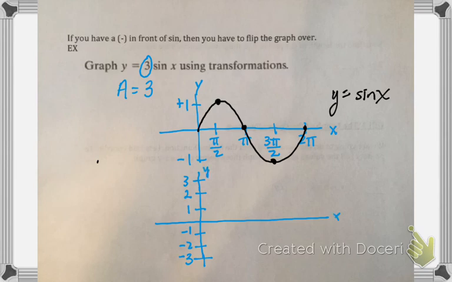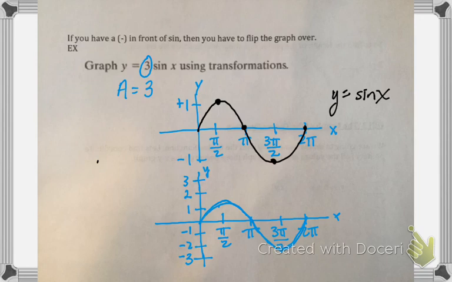Okay, so the original graph, once again, we have pi over 2, pi, 3 pi over 2, and then 2 pi. Okay, so the original graph looks like this: 0, 1, 0, -1, and then back up to 0. So let's smooth this out a little bit. Okay, so that's my original graph.